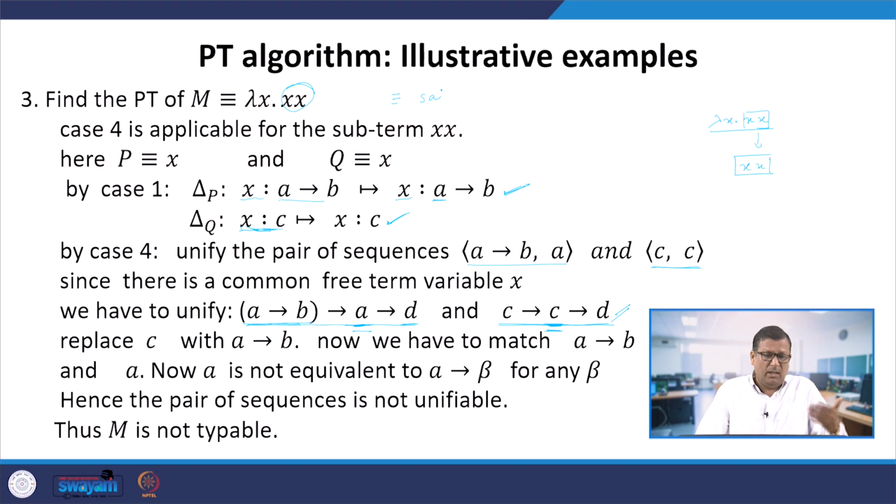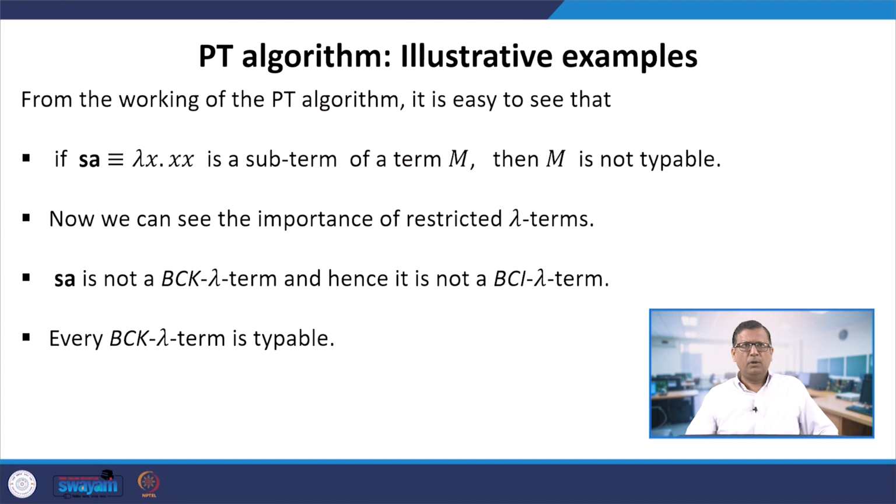Here we know that it is not typeable, and the algorithm has also given the answer no, and the instance of why it is no is showing that this sequence cannot be unified. That means we cannot unify A and A→B, and that is the reason why we cannot give a type to this. So from the working of this principal type algorithm, it is now easy to see that if self-application SA is a subterm of M, then M is not typeable. If we have a term M and SA is occurring there, then it is not typeable.